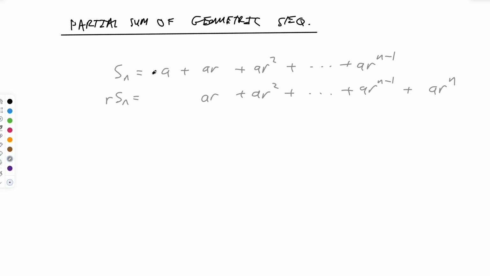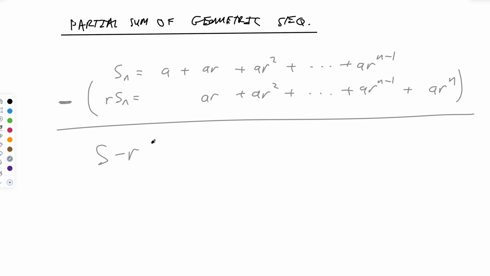Okay, so now that I have this and I have this, instead of adding, I'm going to subtract. I'm going to subtract this entire row. So if I subtract this, I get s_n minus r s_n. Then a, right? Subtracting nothing, so it's just a. Then a times r minus a times r, gone. ar squared minus ar squared, gone. Gone, gone, gone, gone, gone. Nothing. Minus this is minus ar^n.